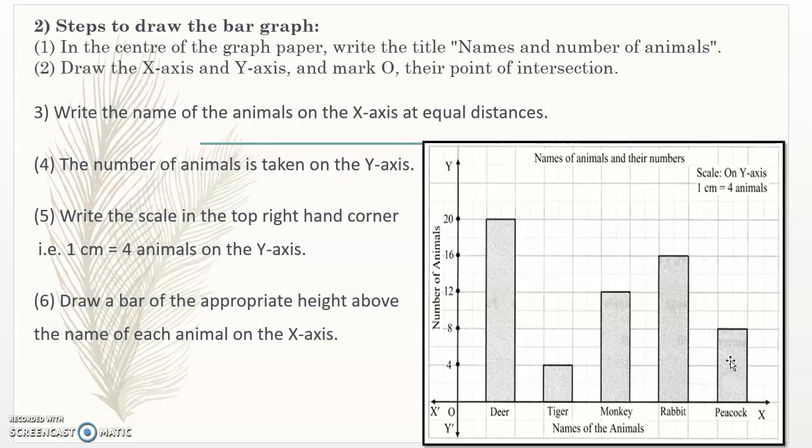So in a similar way, students, you can do the third question. The third question is not that difficult. You can do it. Then in the next video I will explain how to do 4, 5 and 6.